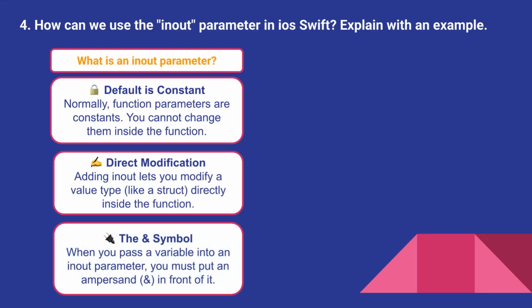There is one important rule. When you pass your variable into the function, you have to put an ampersand, or an and symbol, in front of it. This tells Swift that the value is going to change.